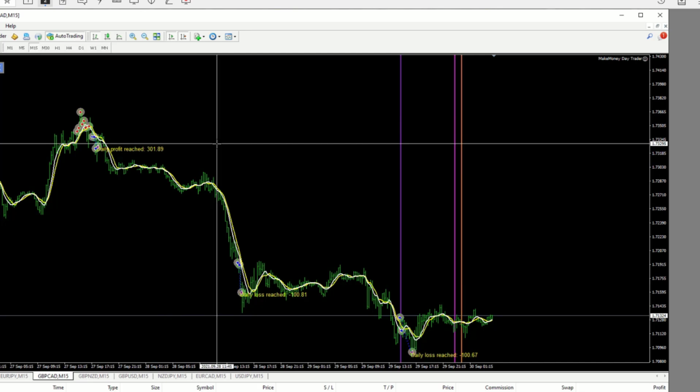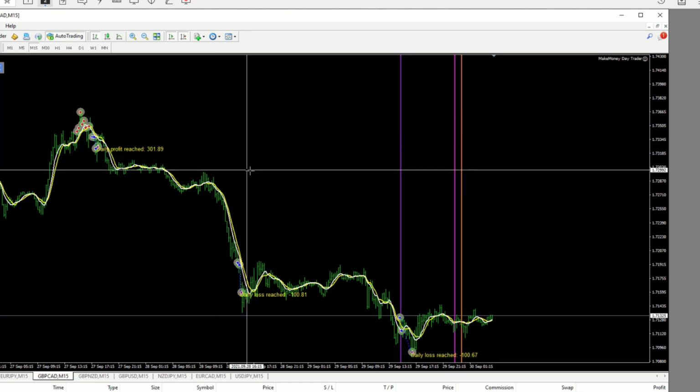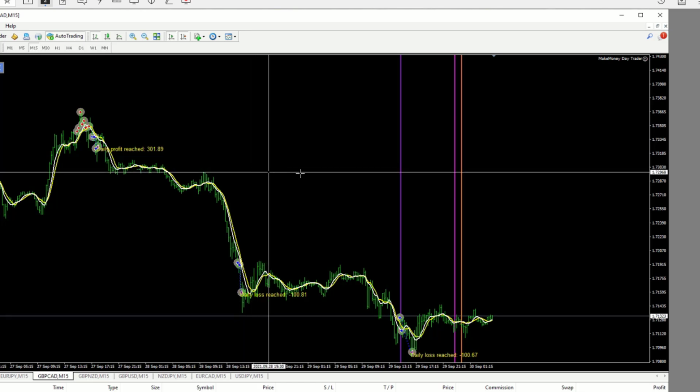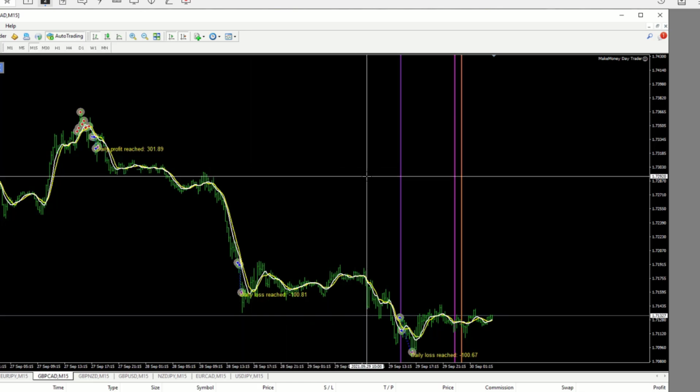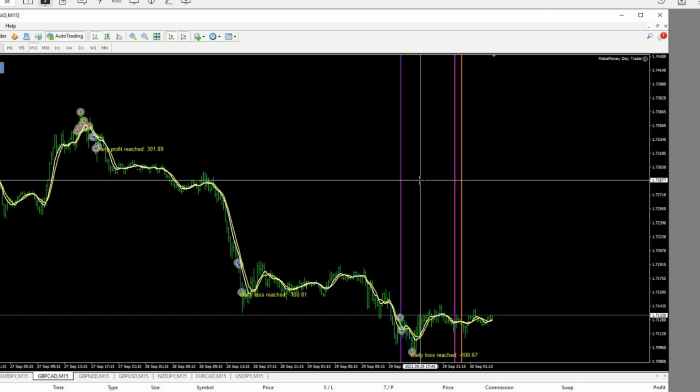There's a nice trend that started at roughly 12 o'clock. Let's have a look at some other days. There was a nice trend that started around about 10 o'clock, and there's a trend that started around about 1300, and there was an upward trend that started around about 1700.